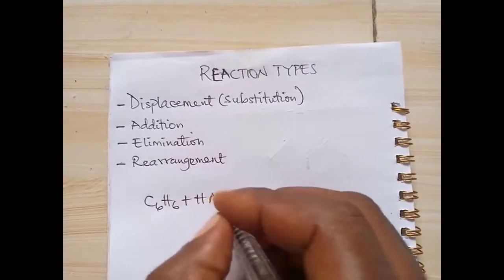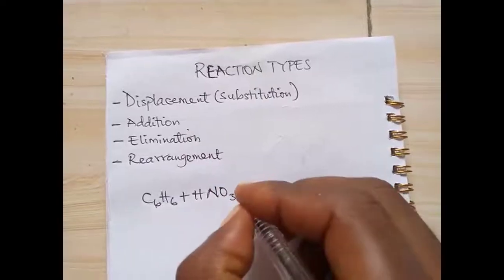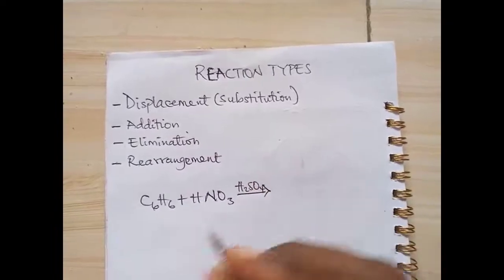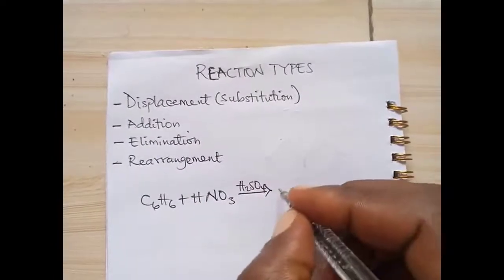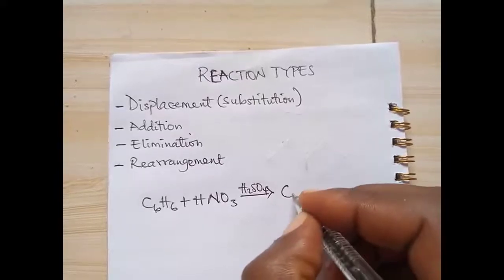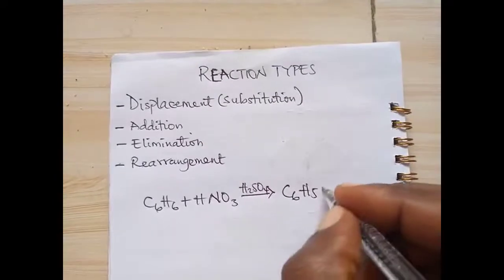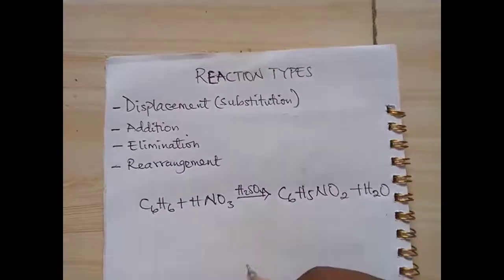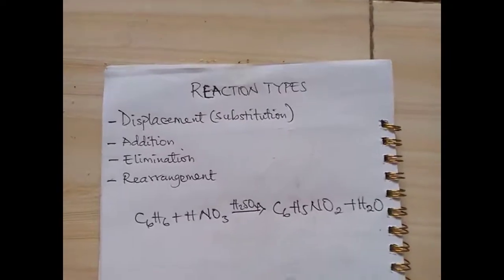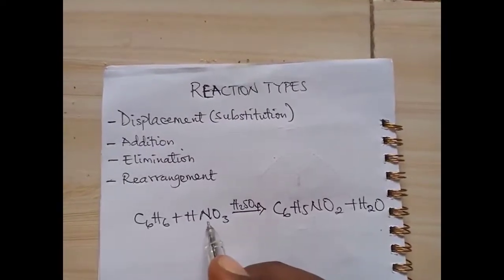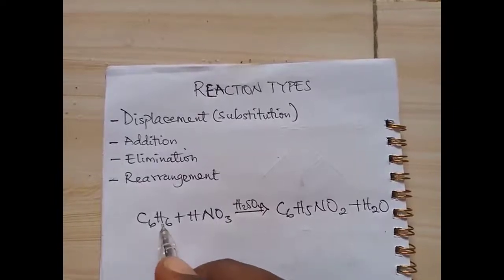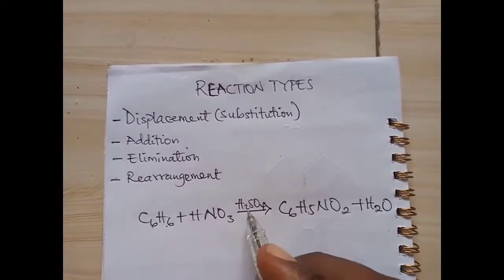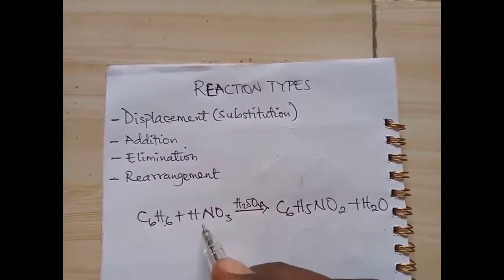C6H6 plus HNO3. Now, in the presence of H2SO4, when they react, what you will notice is that we're going to have C6H5NO2 plus water. Now, what happens here is that the NO2 from the NO3 will go to remove one hydrogen from this place and attach itself here. The H2SO4 doesn't really participate in this reaction.